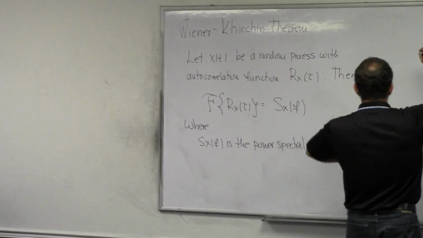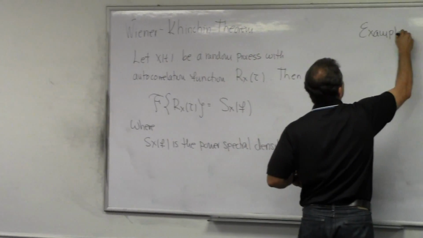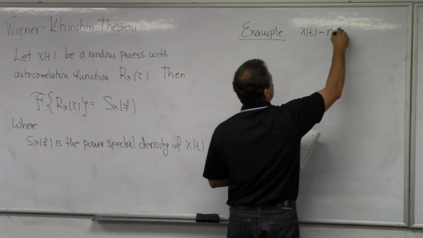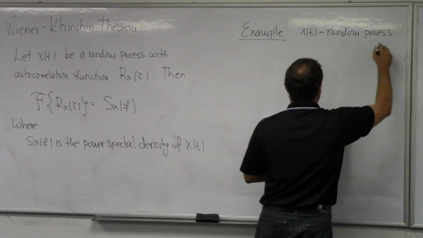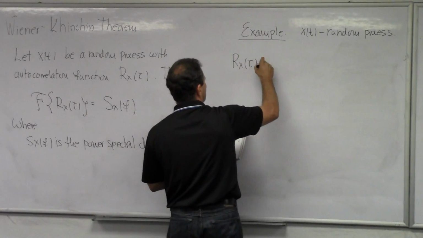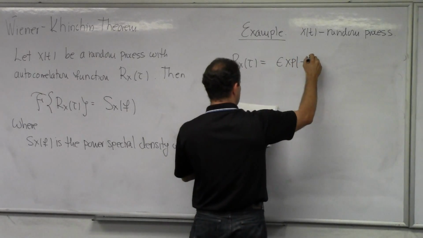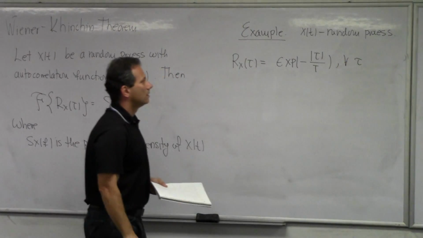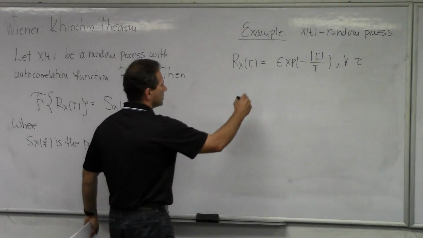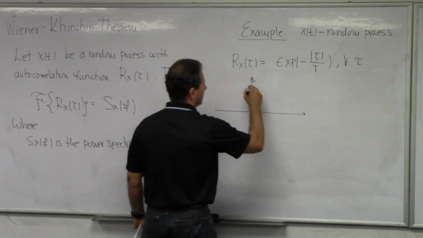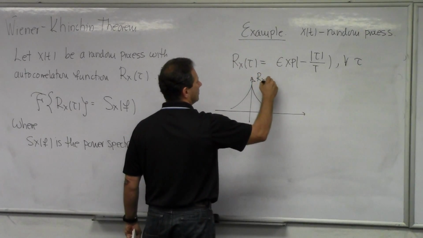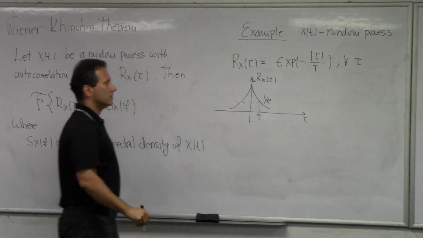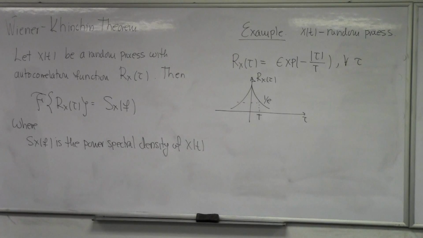Let me look at an example here. Let's consider a random process x of t, and let's look at the random process that has autocorrelation function given by e to the minus magnitude of tau over capital T, for every tau. This autocorrelation function looks like this, Rx of tau, and when the value of tau is equal to T, the autocorrelation function is 1 over e of its value at tau equals 0.